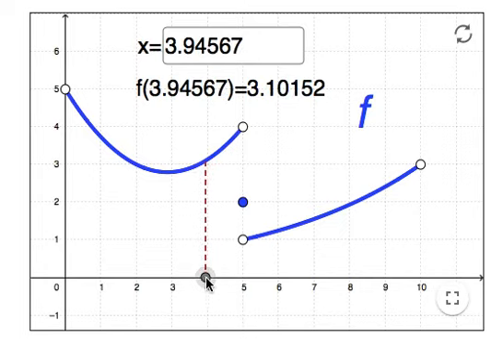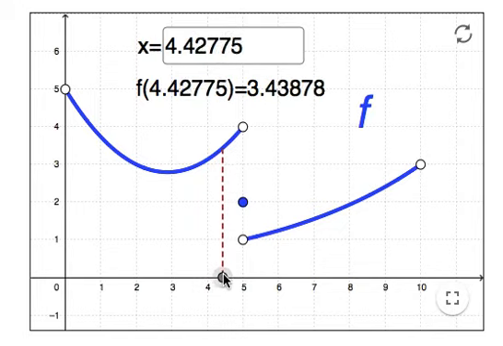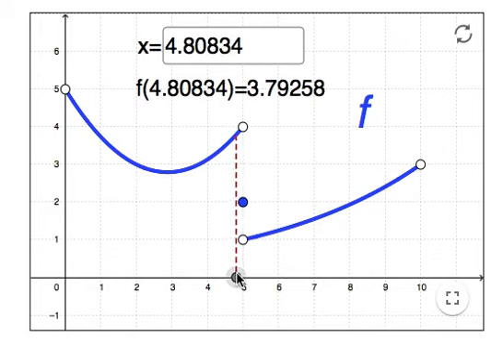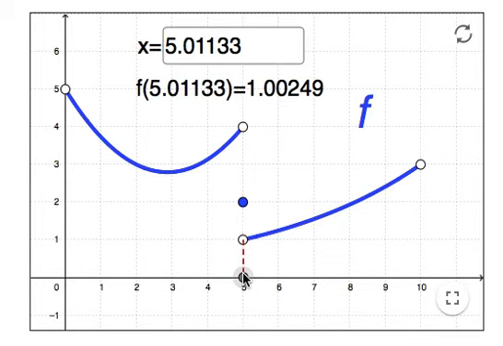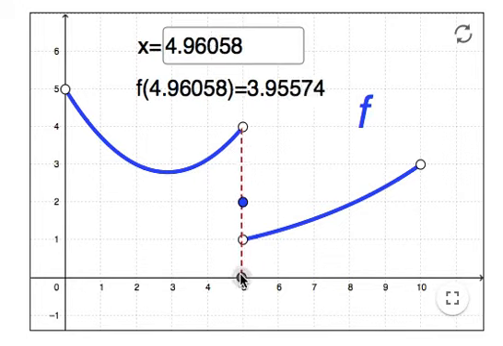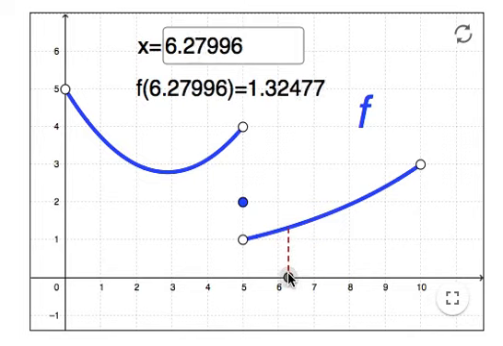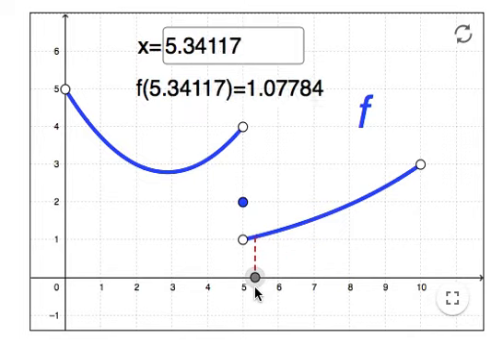However, as a one-sided limit, we can say that as it approaches the value of x equals 5, the y value is getting closer and closer and closer to, looks like 4. Then all of a sudden, it gets away from 4. But if I approach it only from one side, it looks like it's approaching 4. If I go from the other side, as I approach 5 from the other side, it looks like it's getting closer and closer to 1.